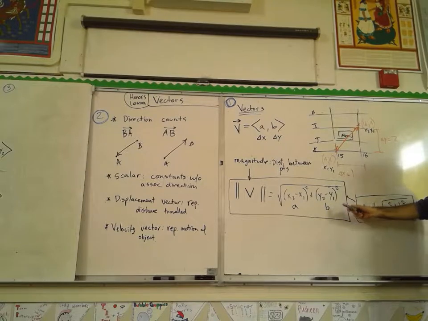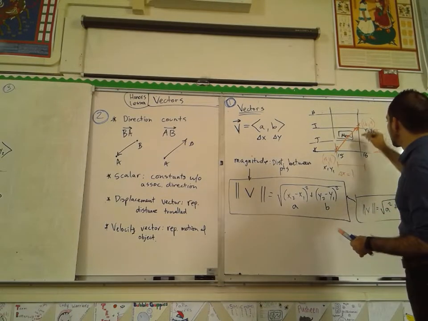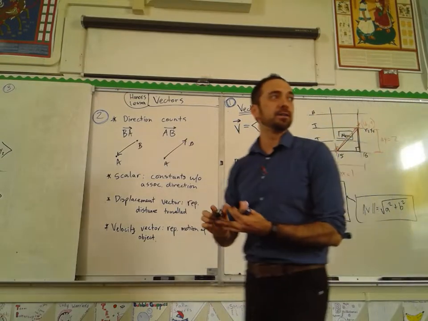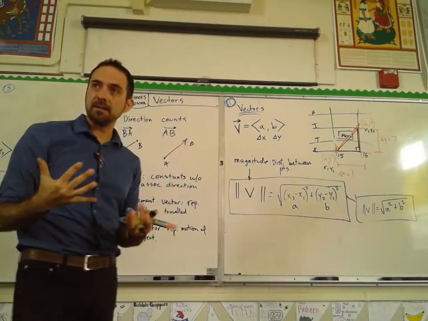We know this from a squared plus b squared equals c squared. This is just a triangle. And we could figure out the a and the b to find our c, our hypotenuse. The c value is going to be our magnitude.